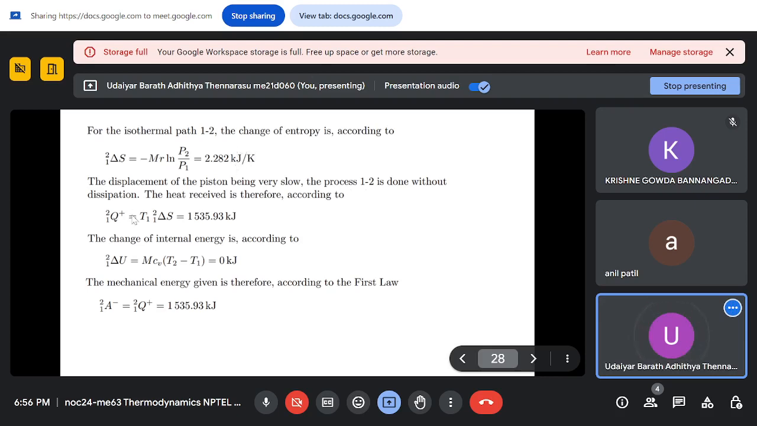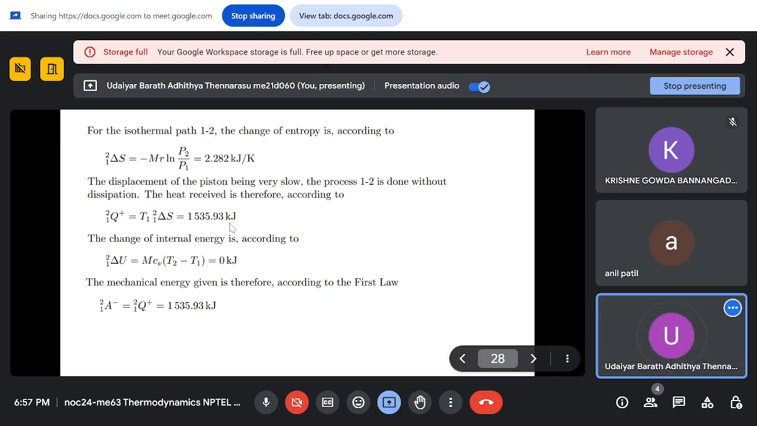Substituting that, we find the change in entropy is 2.282 kilojoule per Kelvin. And you can straight away find Q as T into delta S. This is an isothermal process, so Q by T is delta S. T is constant, we know the temperature at 1 and we know delta S. So the heat transferred is 1535.93 kilojoule.